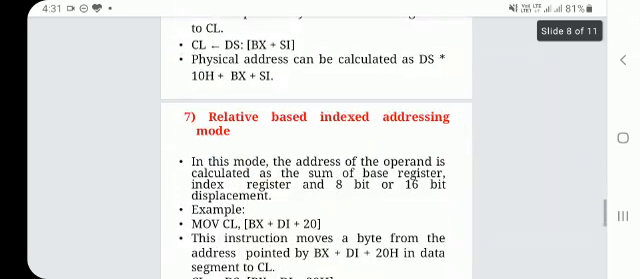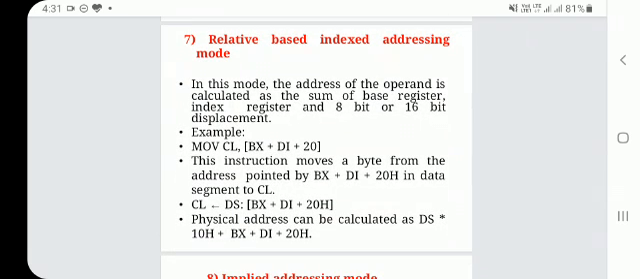The next one is relative based indexed addressing mode. In this mode, the address of the operand is calculated as the sum of base register, index register and 8-bit or 16-bit displacement. For example, MOV CL, [BX+DI+20H]. Here BX is the base register, DI is the destination index register, plus 20H. This instruction moves a byte from the address pointed by BX plus DI plus 20H in the data segment to CL. Again, the physical address can be calculated as DS times 10H plus BX plus DI plus 20H.